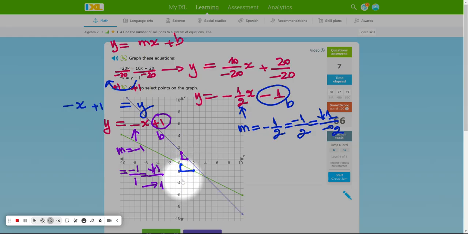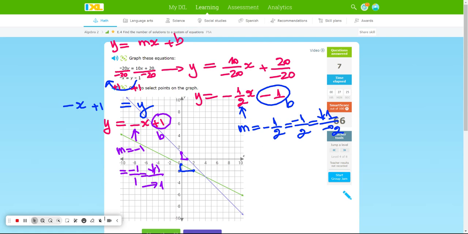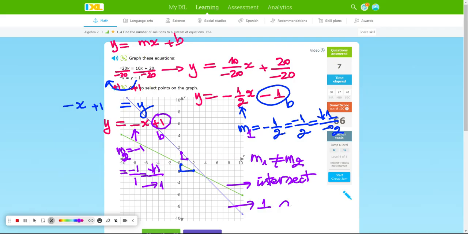Okay, so clearly two lines intersect because you see the slope, they are not the same. The slope of one is -1/2, and the other slope is number -1. So the two slopes are not the same. So two lines intersect at one point, so you get one solution. Okay, one solution.